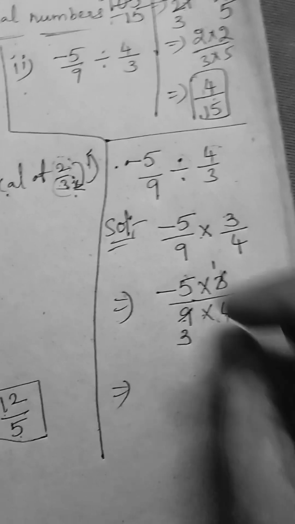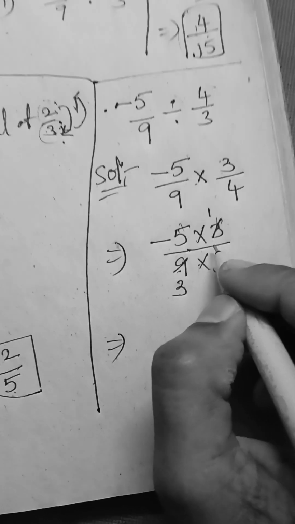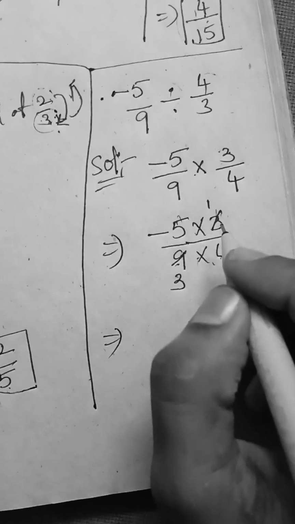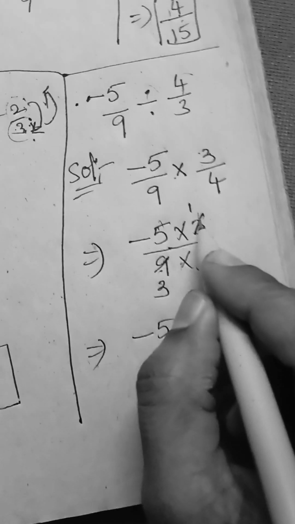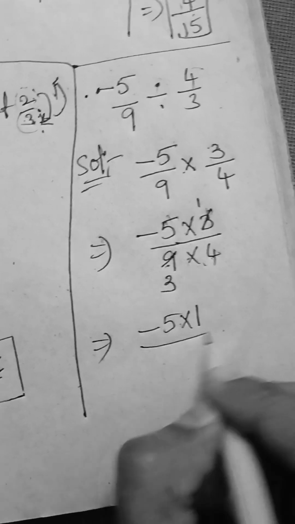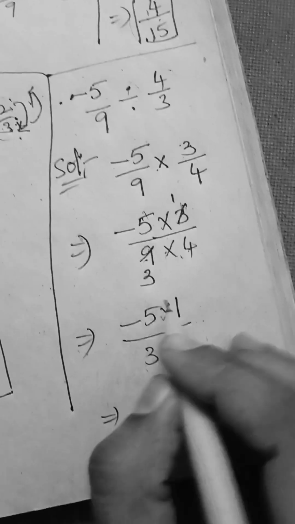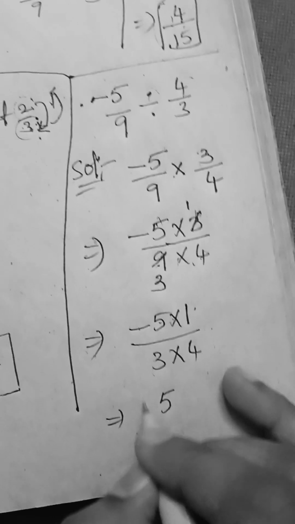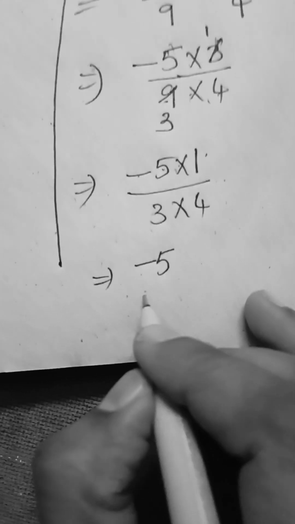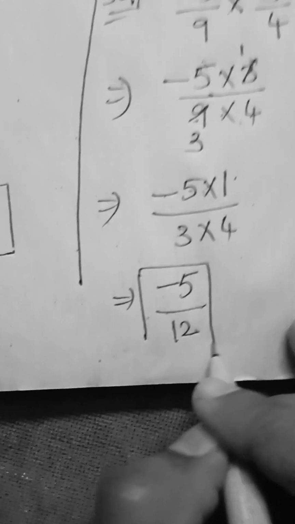While you are checking for cancellation, you have to check the multiples. Which table are the multiples from? Which table is it matching? You have to think. And next, what are the remaining values? Minus 5 into 1, because here 3 is already cancelled, so that's why 1 is there. Now 3 into 4. Now 5 into 1 is 5. Now minus into plus is minus. Next, 3 4s are 12. Now this is our answer.